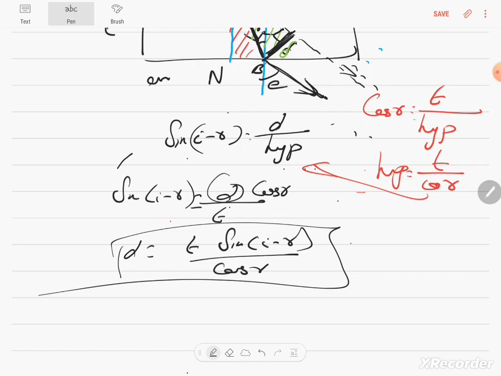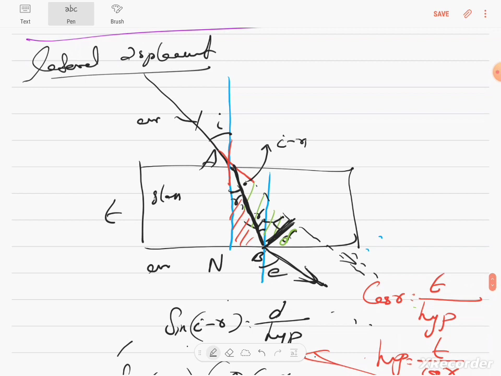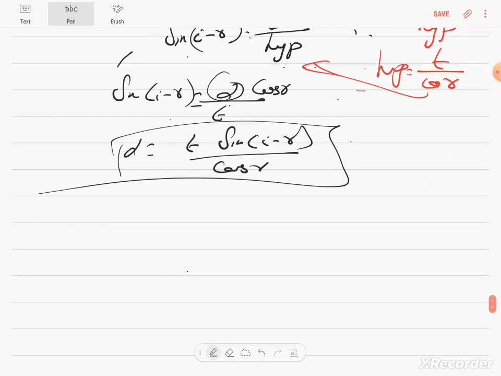Are you clear? The red cross we put, that is I minus R, R1. Only if you take the right triangle will the displacement come. So sin I minus R is equal to D by hypotenuse, but I don't know the hypotenuse. So take the adjacent triangle, find cos R so that you get the hypotenuse. So T into sin I minus R by cos R is known as the lateral displacement formula. You should know the derivation also. Okay.